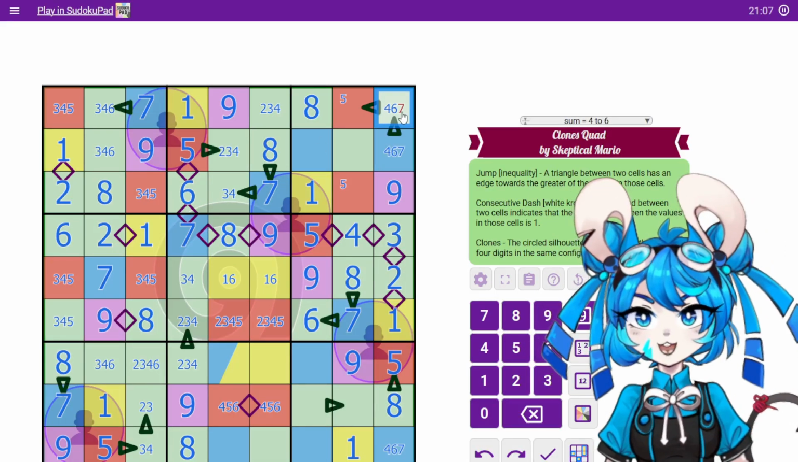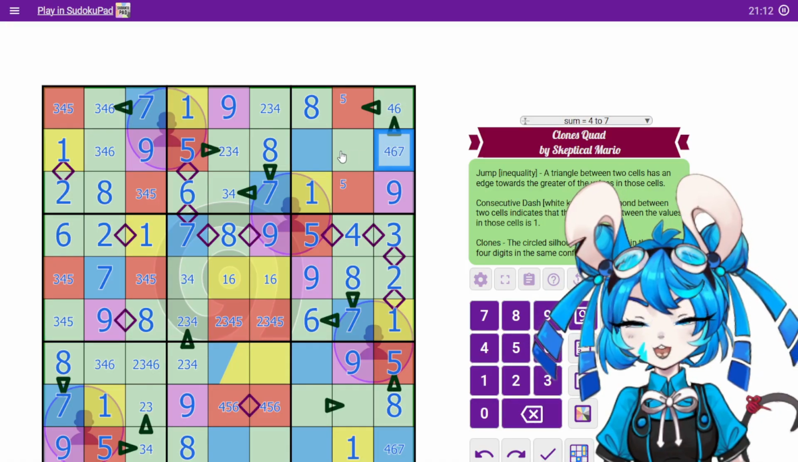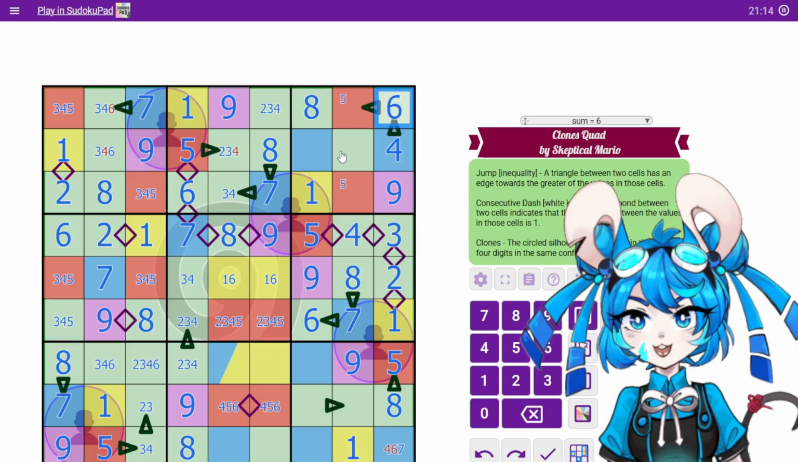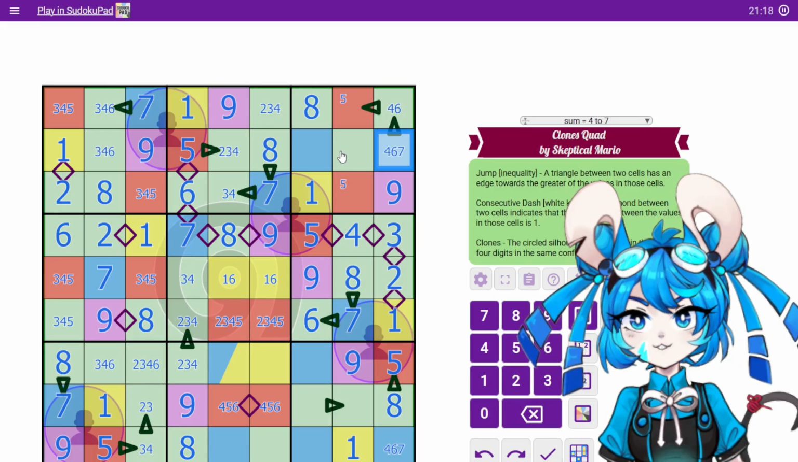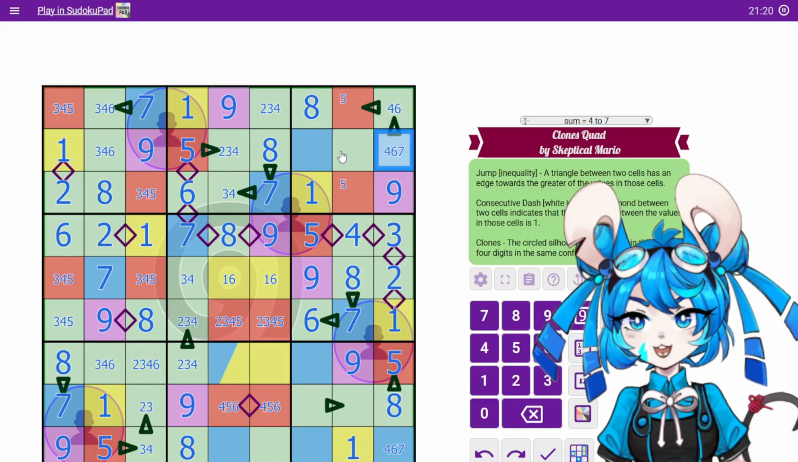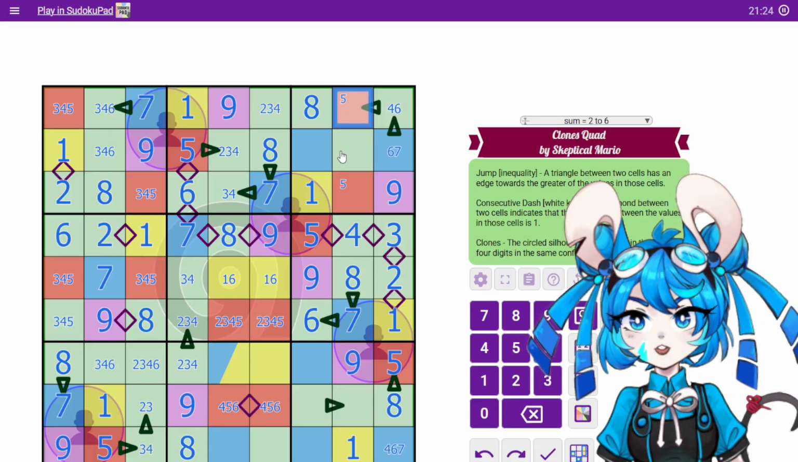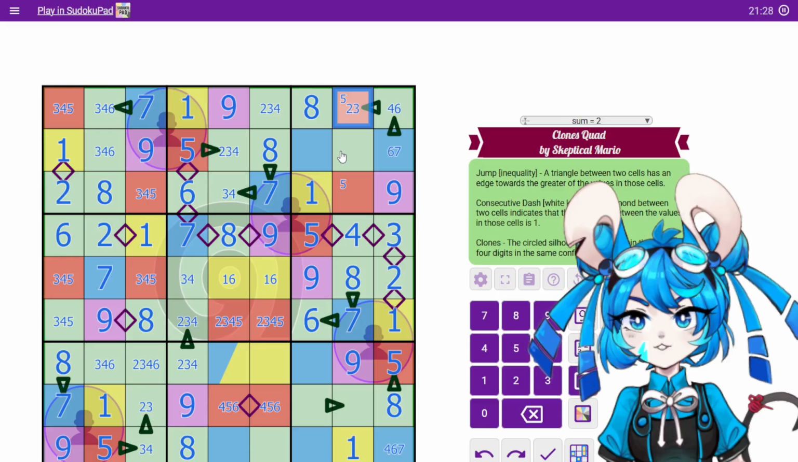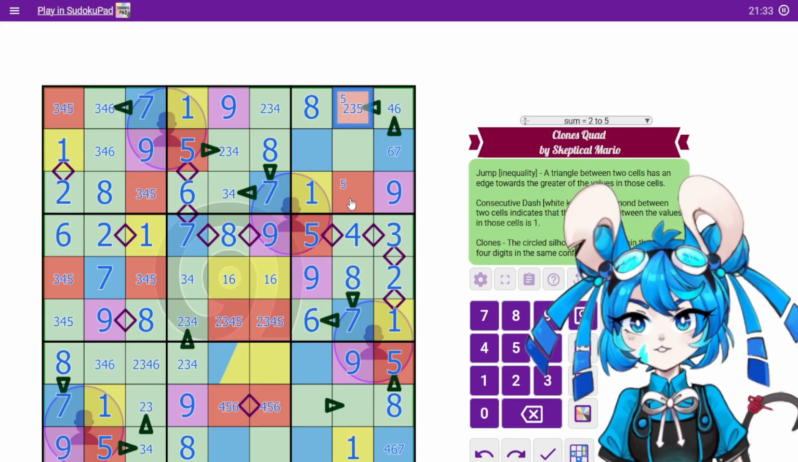6 and 7. This can't be 7, so this needs to be less than 4 or 6. So this has to be 4, 6, meaning this can't be. Wait, no, it's the other way around. This has to be greater than 4 or 6, so it can't be 4. This needs to be less than 6, so it could be 2, 3, 4, 5, not 4.